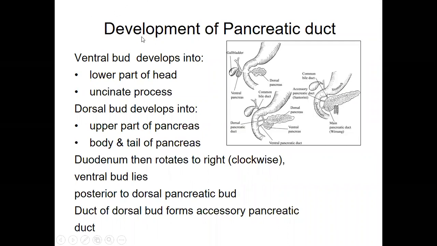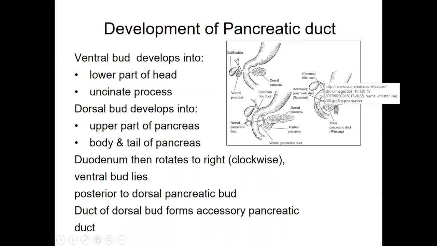For the development of the pancreatic duct, the ventral bud, maybe someone will discuss this part later. Just to recap what someone has mentioned to you earlier, how the pancreas is developed. The development of the pancreas involves two buds, the ventral bud and the dorsal bud. The ventral bud develops into the lower part of the head and the uncinate process.